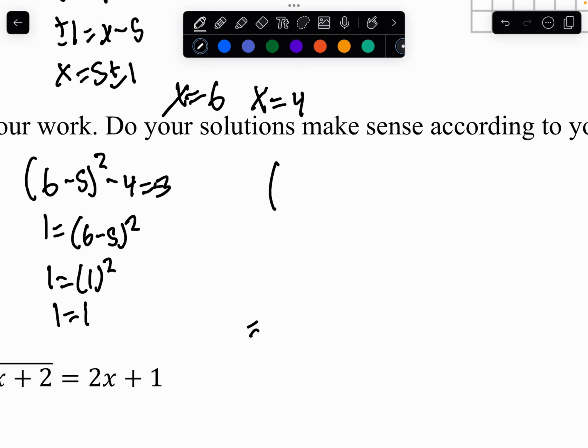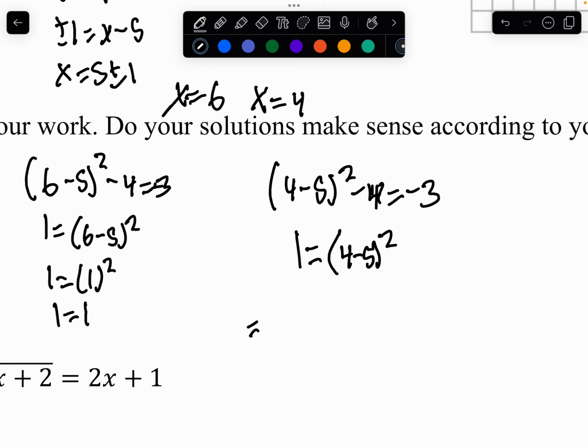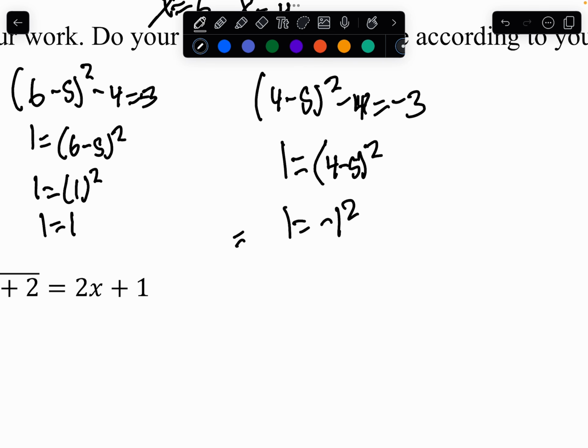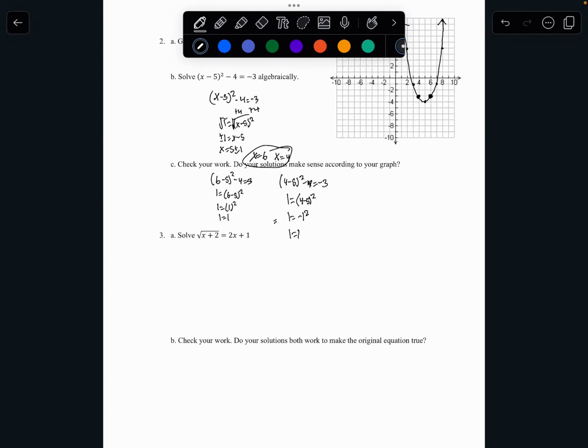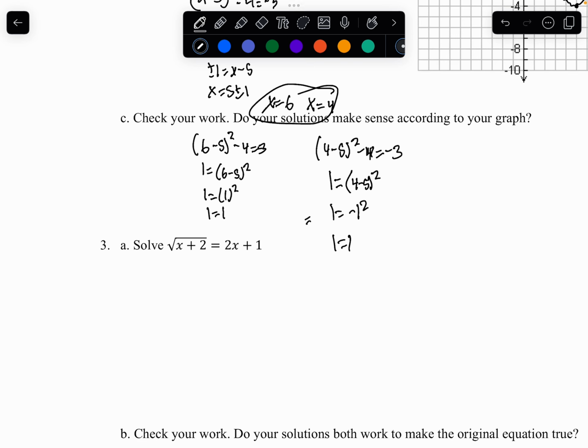Now our next solution was 4, so (4 minus 5) squared minus 4 equals negative 3. Add 4 on both sides. 1 equals (4 minus 5) squared. 4 minus 5 is negative 1, so it's 1 equals negative 1 squared. Well, negative 1 squared is 1, so 1 equals 1. We know x equals 6 and x equals 4 are the answers because they make the solution true.